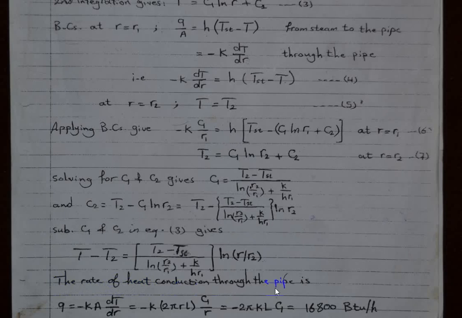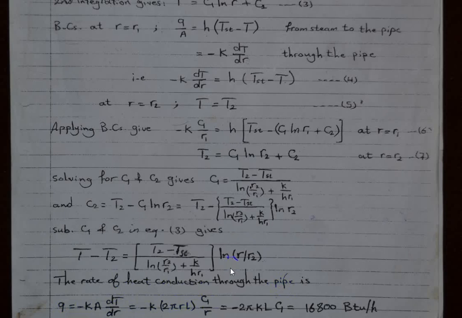The rate of heat conduction through the pipe is derived as follows: Q equals K A dT dR equals K 2 pi R L. 2 pi R L is the surface area of the tube, the surface area of the pipe. For heat conduction through the pipe, you take only the surface area.